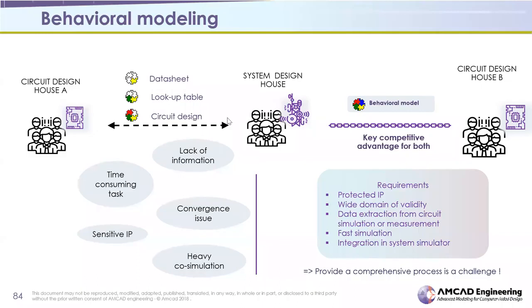But this is not something we want to do because they will buy only once. That's because there is sensitive IP that you are giving them. Also, they cannot simply take this design and use it because there is heavy co-simulation they need to do, since the design is at the component level. There will be convergence issues because the design will become bigger and bigger at the system level, right?